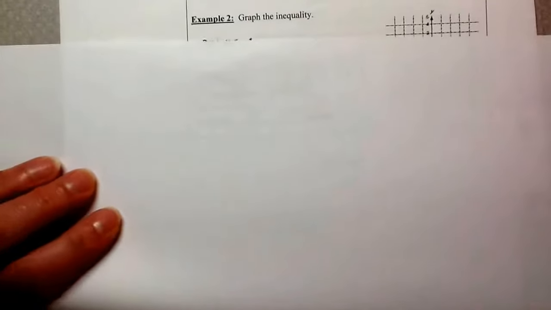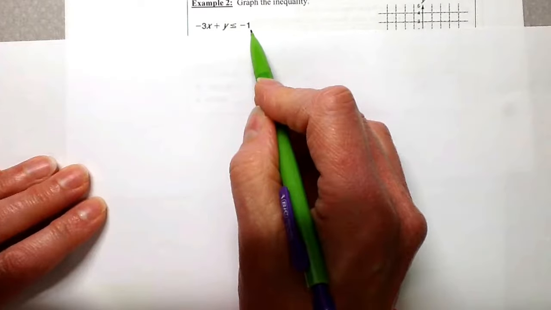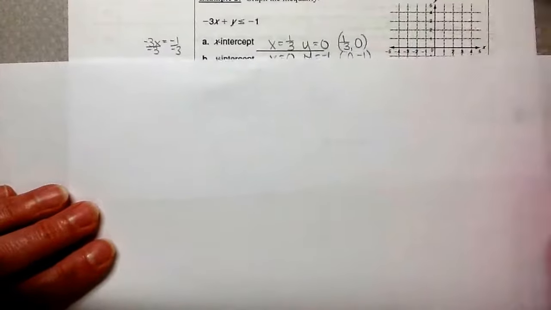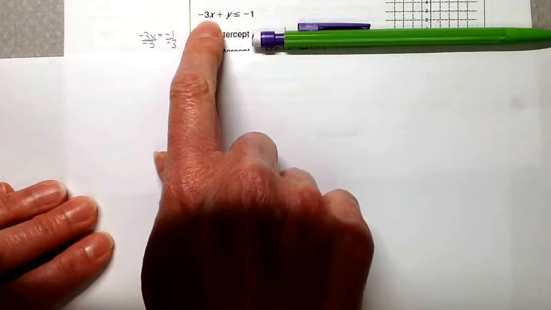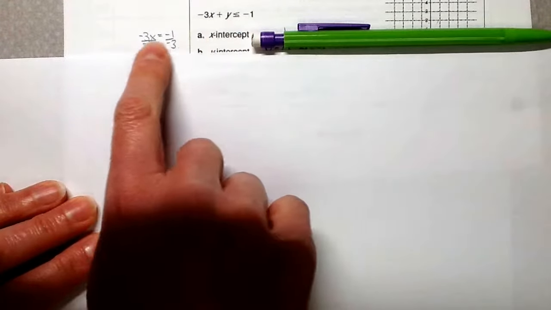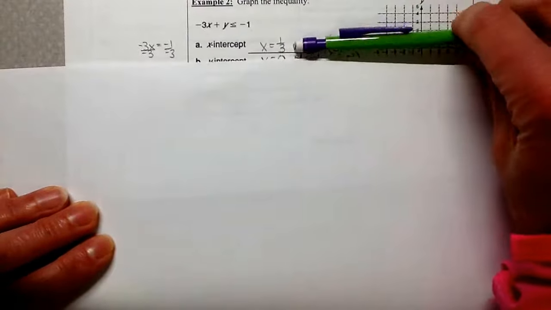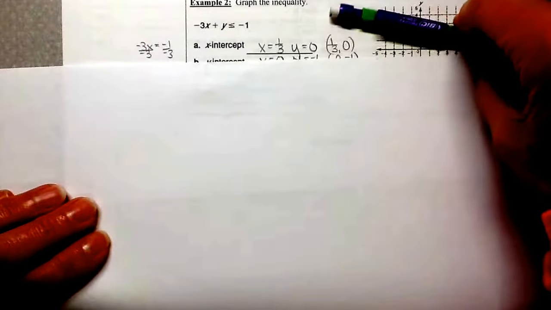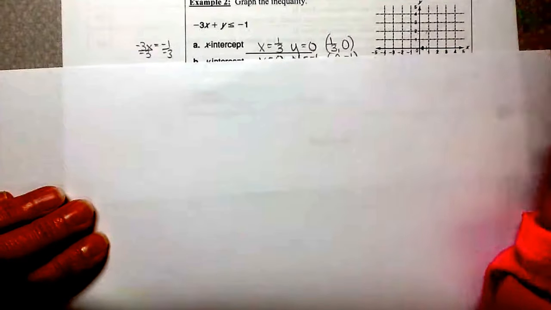All right, let's graph the next one. We want to graph the inequality negative 3x plus y is less than or equal to negative 1. And we're going to first find the intercepts. So what I'm going to do is set negative 3x equal to negative 1. And then over here I've divided by negative 3. So that's going to give me x is 1/3. Now with the x-intercept, y is going to be 0. So that means my ordered pair is (1/3, 0). So I can go on the x-axis here, and we'll just kind of break this up into thirds. And that would be (1/3, 0).